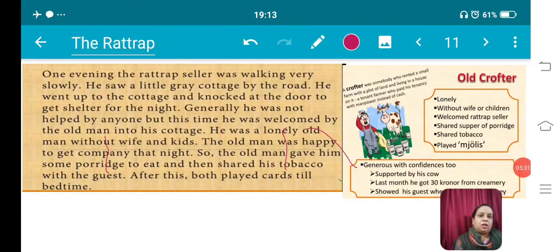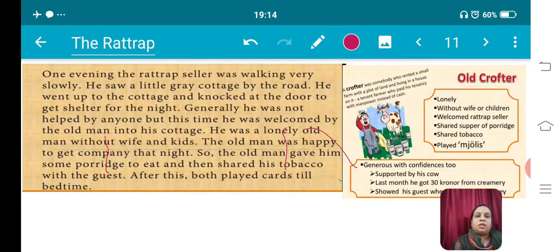One evening, the rat trap seller was walking very slowly. He saw a little grey cottage by the road. He went up to the cottage and knocked at the door to get shelter for the night. Generally, he was not helped by anyone, but this time he was welcomed by the old man, who has been introduced in the characters as Old Crofter.